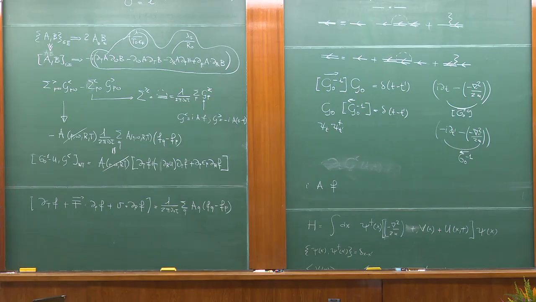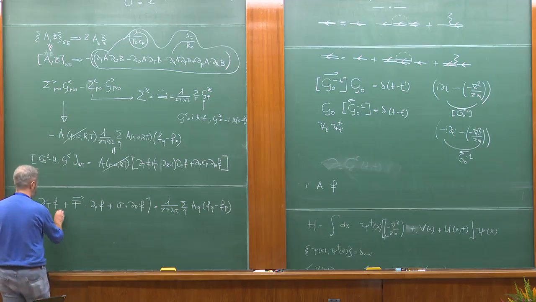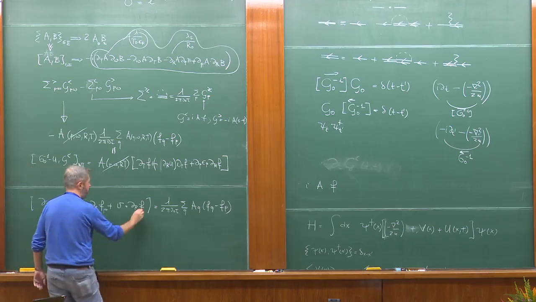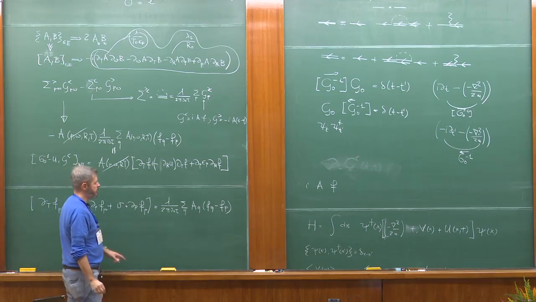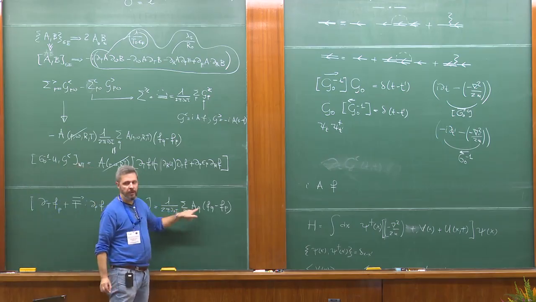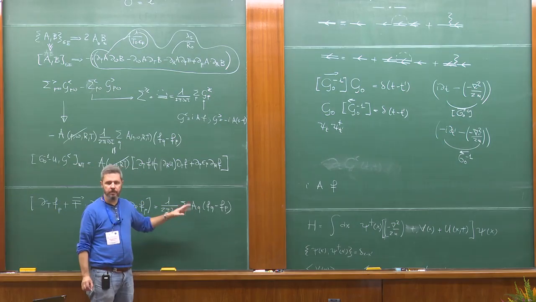Yes? Sorry? f_p is, well, f_p, so this is f_p, f_p, f_p, right? And this is summed over q. And this is 2 pi delta function and so on.